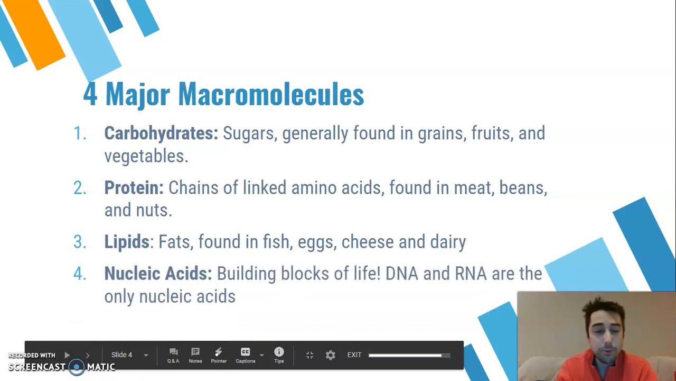And lastly, we don't often consider them, but they are nucleic acids, the building blocks of life. These are large, complex molecules, deoxyribonucleic acid or ribonucleic acid. These are also part of this major macromolecule category.